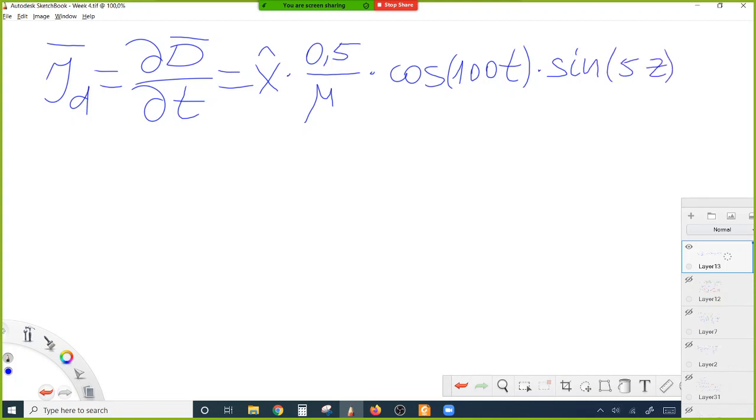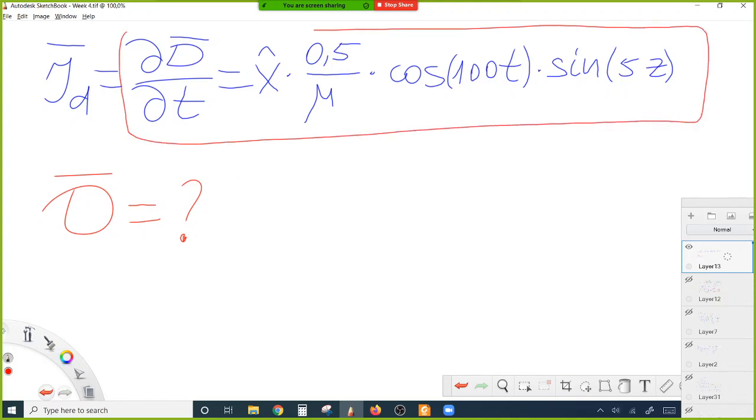Now if we want to find the electric flux density D, can you find electric flux density D from this equation? It is a very simple first order differential equation. Please try to calculate electric flux density D.